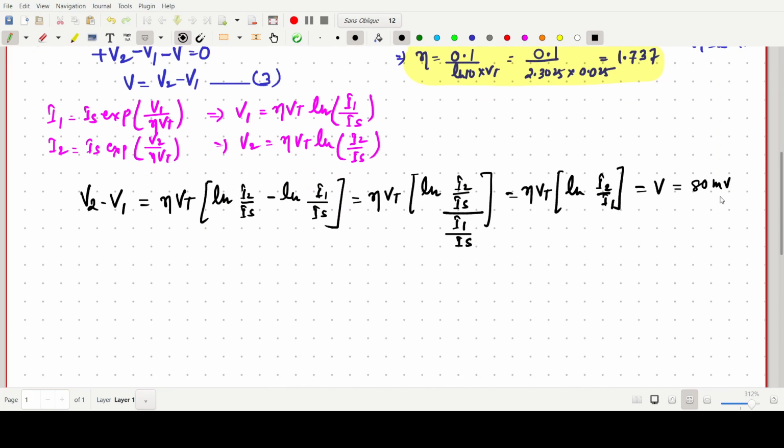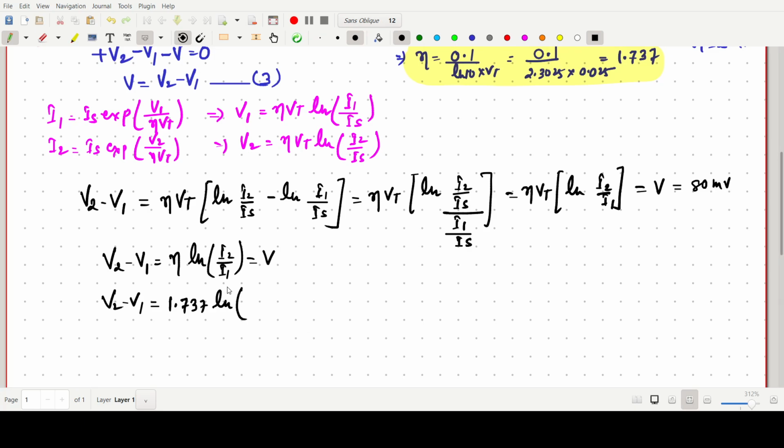Okay, so this equation is clear. Now V2 minus V1. The value of eta is known to us, we have calculated the eta value. One more line: I2 by I1 is there, and this one is our V. So now one more line, 1.737.